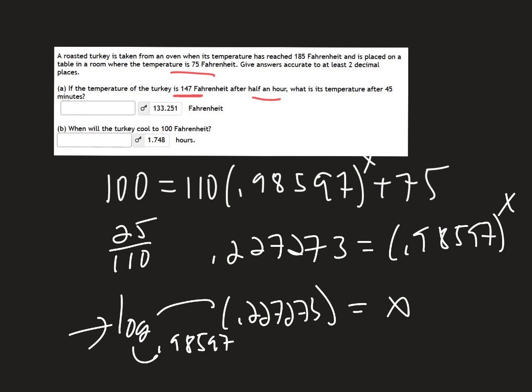So I got most of these on my calculator. So I'm going to do log. Where's my log button? I'm using a different calculator. So log of that answer divided by the log of 0.98597, and I'm getting 104.86. Ooh, not the right answer. Give me a minute. All right, I feel silly now. I have a right answer.